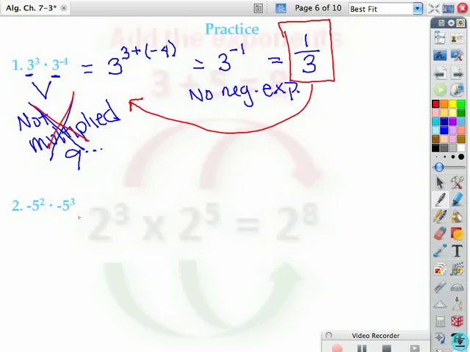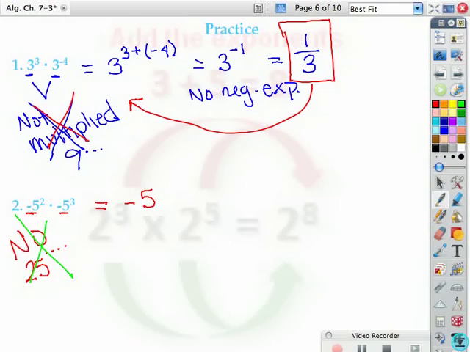Now moving on to the second example, we have negative 5 as a base and negative 5 here as a base. So again, this stays as a negative 5. This does not become 25 to a certain power. So be careful. That's a big no. Do not multiply them. Keep it as the 5.